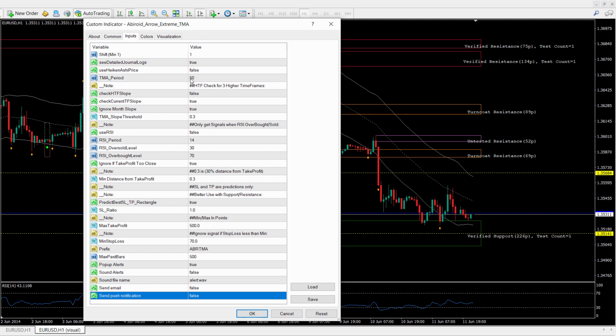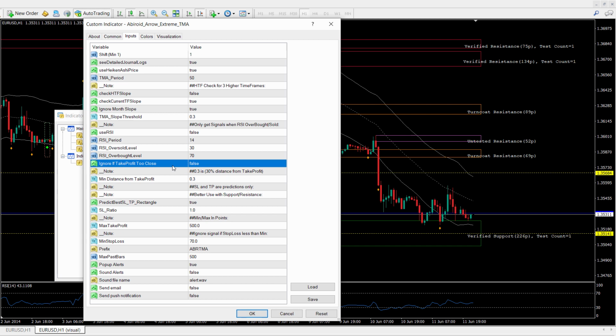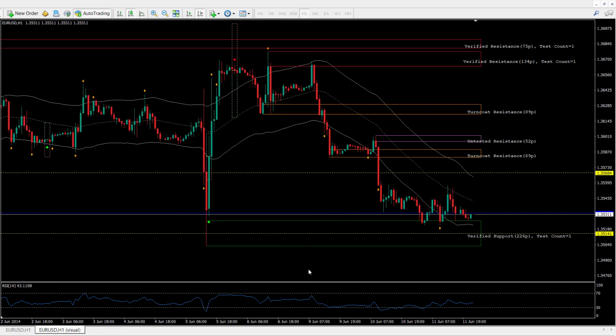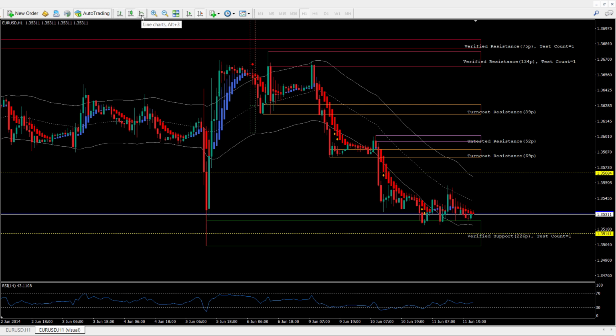Now let me show you how to use the Heiken Ashi with this one. Suppose you set this to true, and I'll set the ignore if take profit too close option temporarily to false so that we can see all the signals, and I'll leave everything else as is. When you are using the Heiken Ashi prices, you should also use this Heiken Ashi smoothed indicator. All of these indicators, the support and resistance, the Heiken Ashi, and this TMA true lines, are also available with the package along with this arrows indicator. So let me set this and also hide these prices.